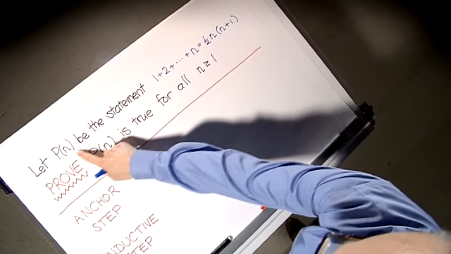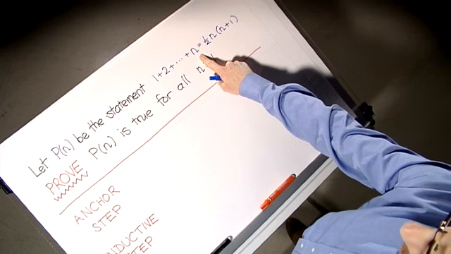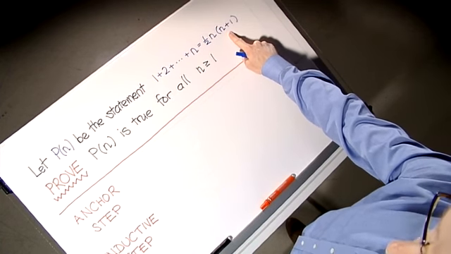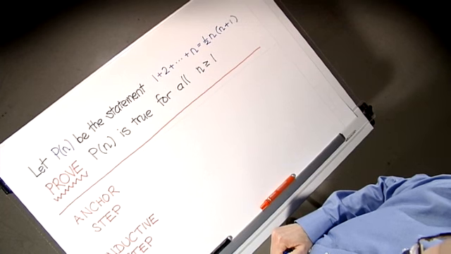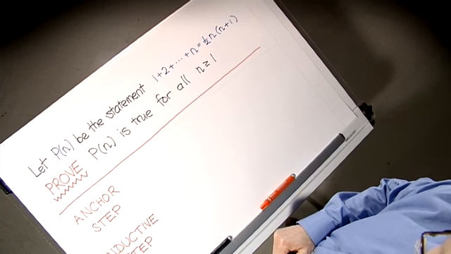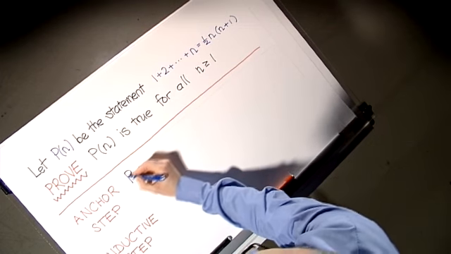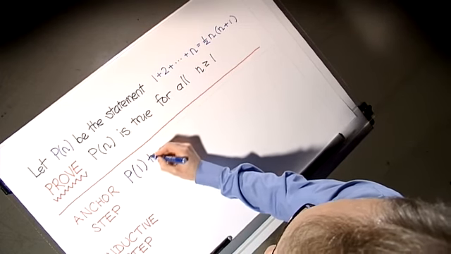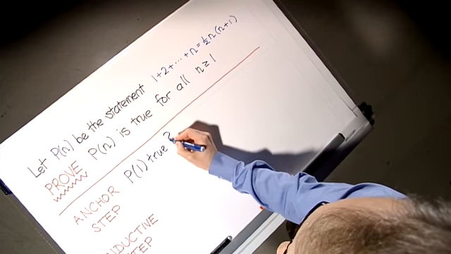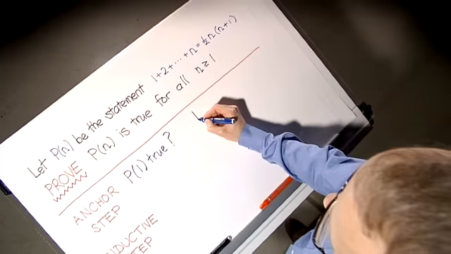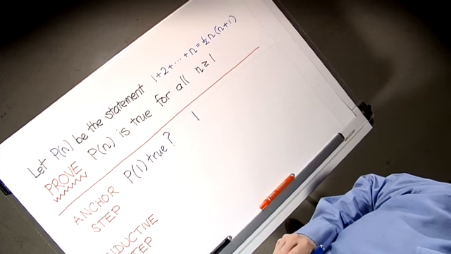So let's do that for this example. We've let P of n be the statement that the sum of the first n natural numbers is a half of n times n plus 1. And we're going to prove by induction that P of n is true for all n greater than or equal to 1. The first thing to do is prove the anchor step. So here we want to show that P of 1 is true. At the moment we don't know that, so I've put a question mark there. To show that P of 1 is true, we just need the sum of the first 1 natural numbers, and that's just 1.